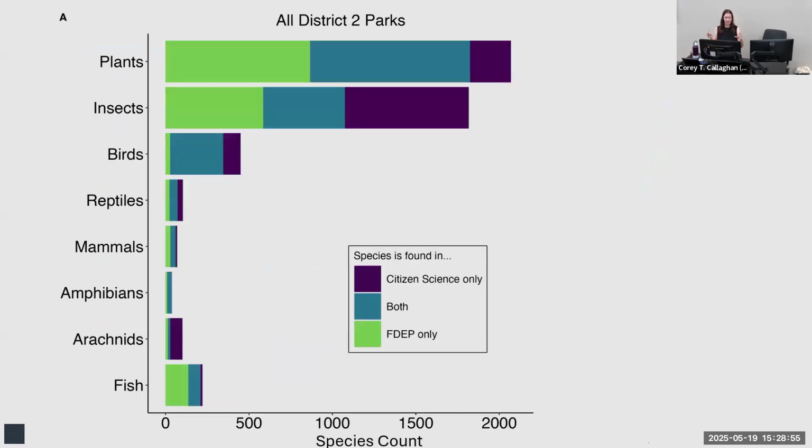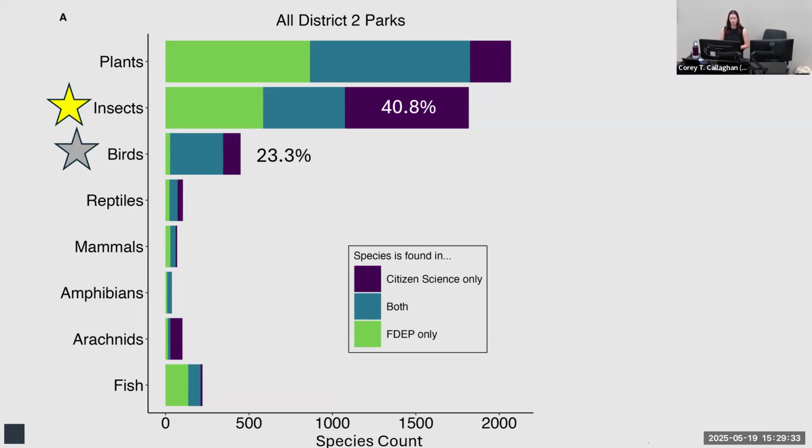But when we break down all the species and look at them in groups, we can better see where citizen science is contributing data. What we're looking at here is all of the species within different taxonomic categories, and the proportion of those species documented by FDEP only, both sources, or citizen science only. Hopefully what's jumping out to you is that 40.8% of insect species were only documented by citizen science. That's a pretty major contribution.